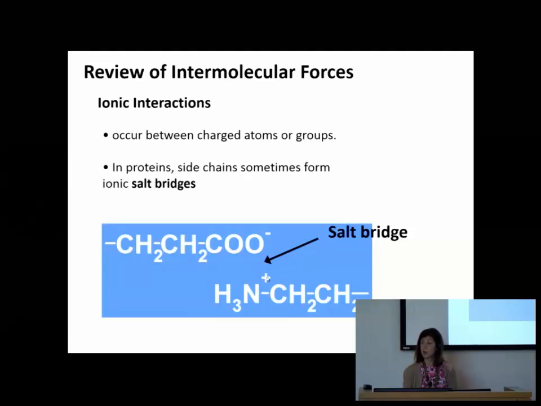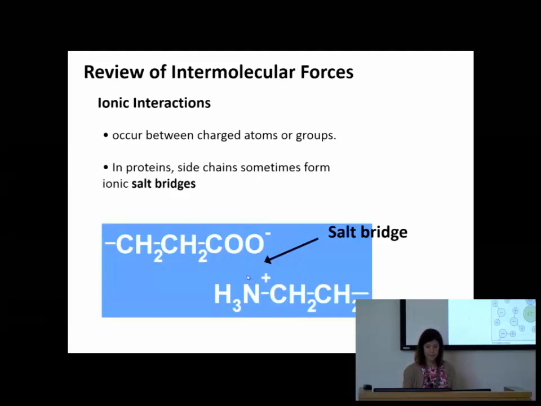And when you have an anion interacting with a cation, it's called a salt. Salt is not just sodium chloride. It's any cation interacting with any anion. And so that's what our salt bridges are. So that's an ionic interaction. Very important in our structures of proteins.